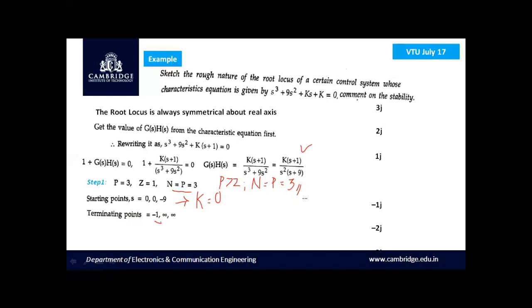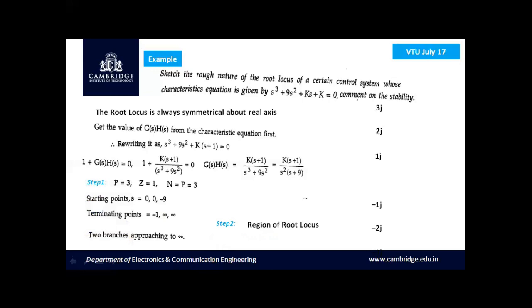And we know that open loop poles will be terminating at an open loop zero. In this case, as we have only one zero, out of these 3 poles, one of the poles will be terminating at the zero and the rest, P minus Z branches, will go elsewhere. In this case P is 3, so 3 minus the number of zeros, which is 1, gives 2. So two of the branches will be terminating at infinity. That is why it has been specified here as terminating points at minus 1, infinity, infinity. Therefore, it is very clear that we have two branches approaching infinity. Moving on to the next step.